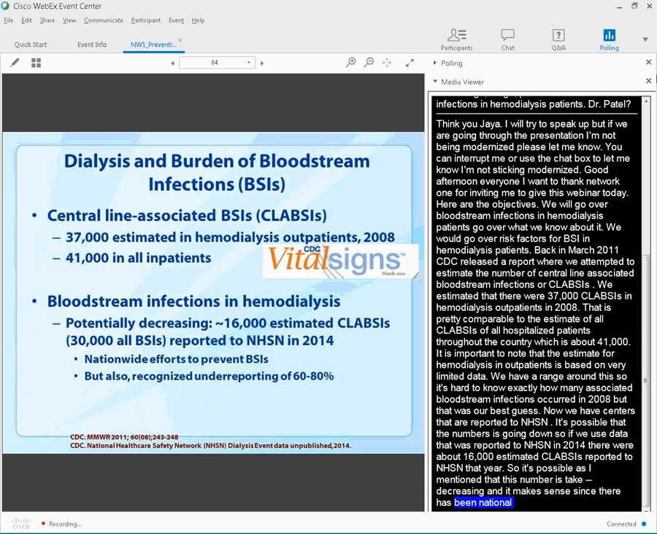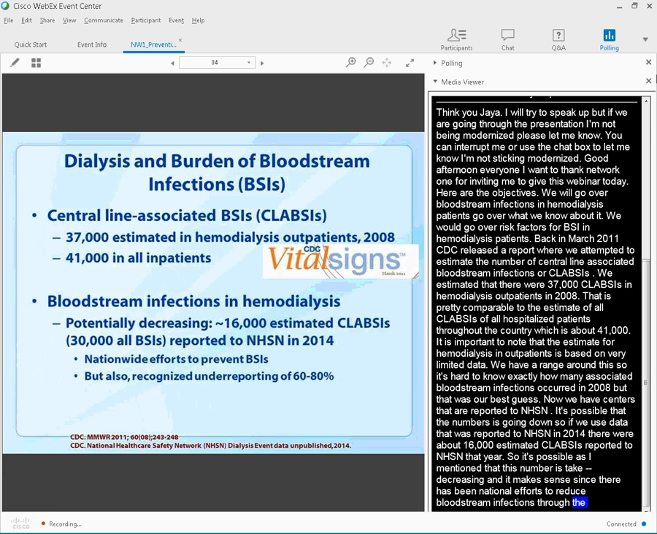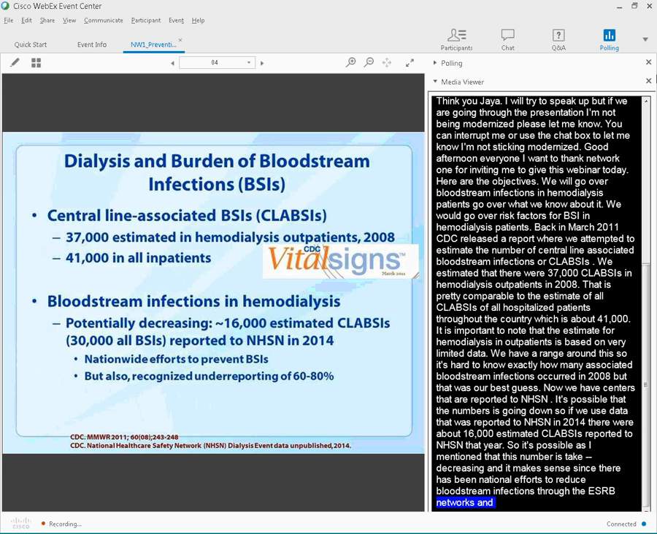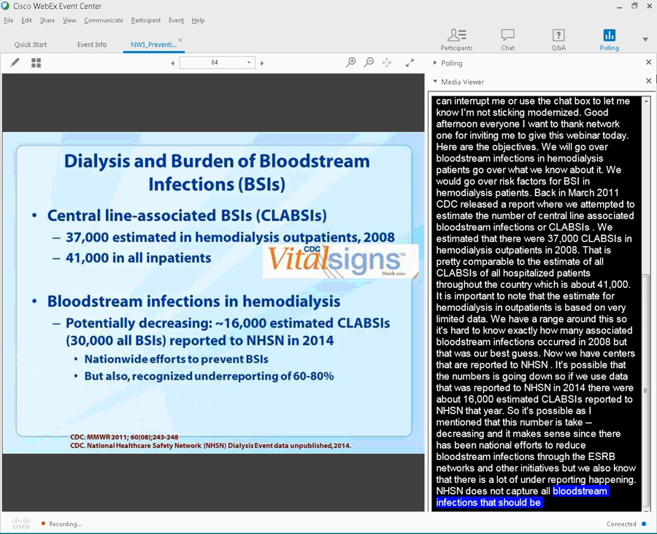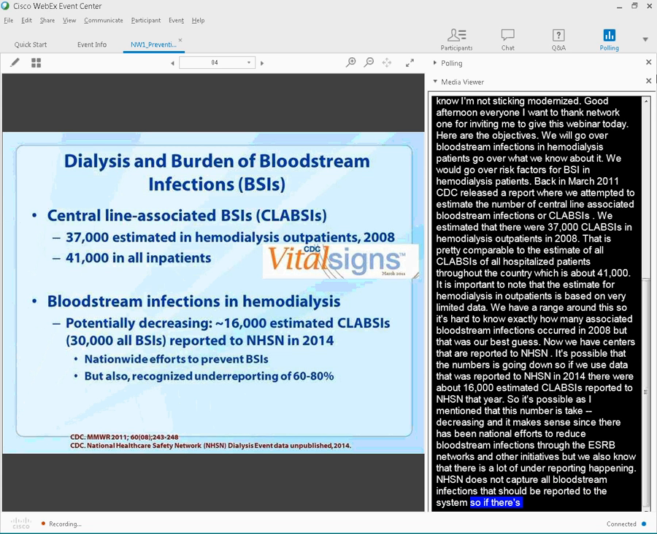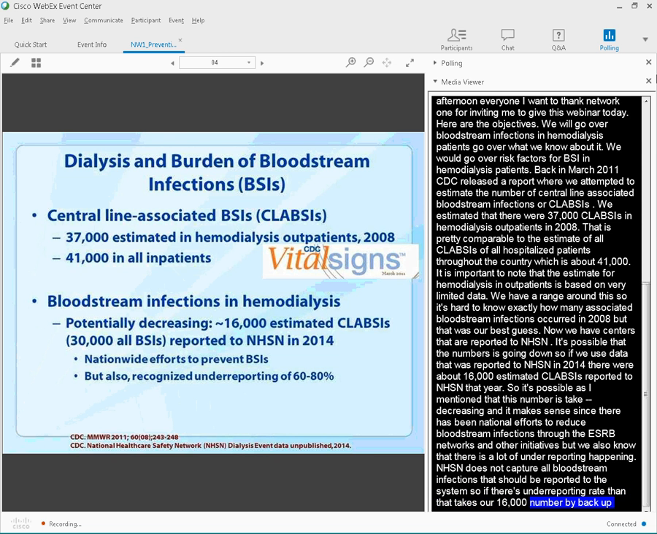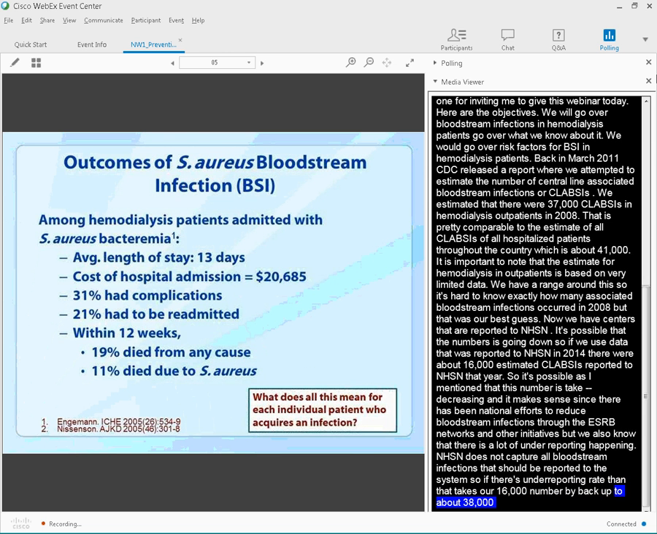But we also know that there's a lot of underreporting, or we think there's a lot of underreporting happening to NHSN. So NHSN definitely doesn't capture all bloodstream infections that should be reported to the system. So if there's underreporting rate of anywhere between 60 to 80%, well then that takes our 16,000 number right back up to about 38,000. So it's hard to know whether we're making a difference yet or not, but this is something that we're going to be working on to try to get better estimates of what is actually happening and what is the number.